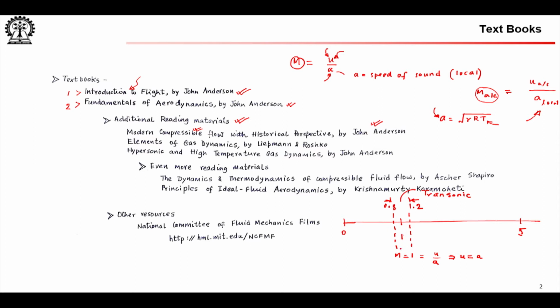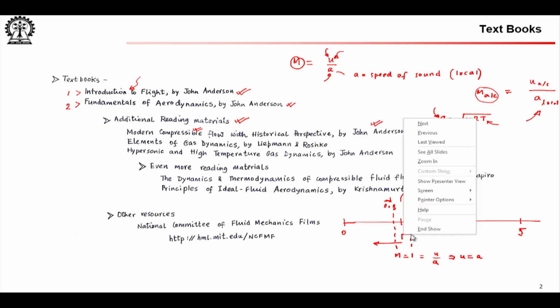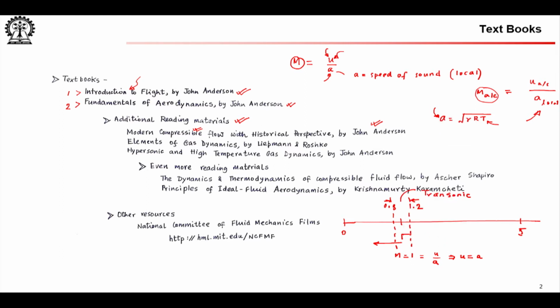Now, the line left of Mach 1 is of course subsonic, less than sonic. The line on the right-hand side is greater than Mach 1, so that is supersonic, and beyond 5 we have hypersonic. I have a slide that talks about what happens in these Mach number corridors.